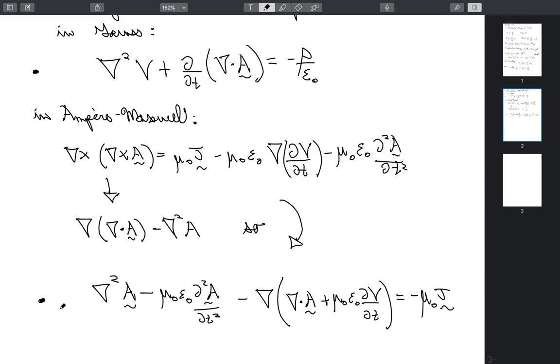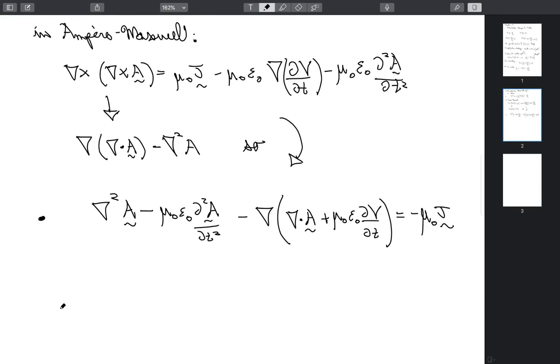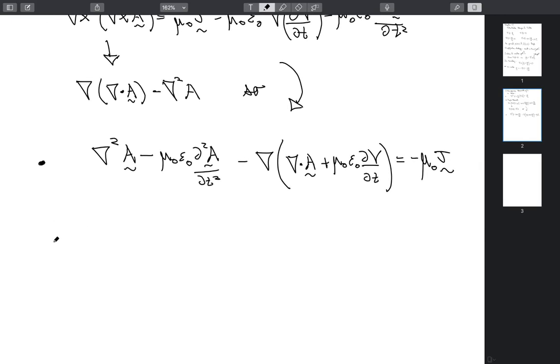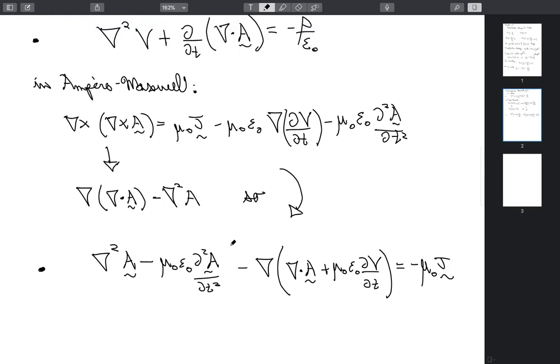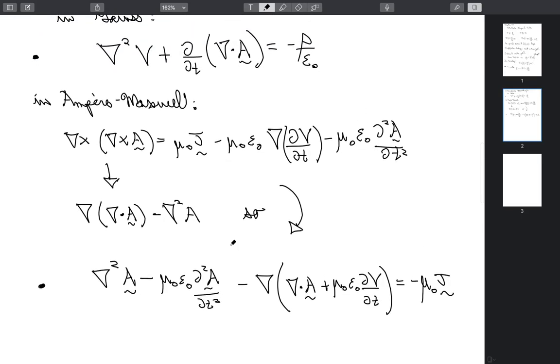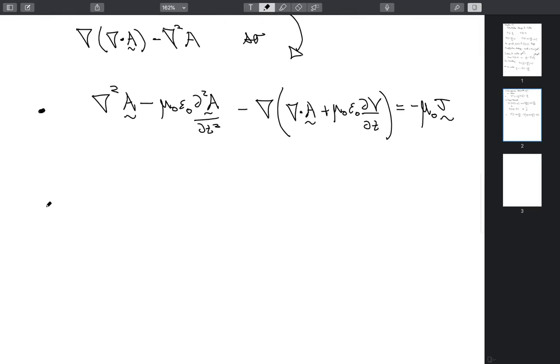Now, to discuss the solution of these things, there's one handy thing that we can use. This handy thing is that there is a redundancy in the representation for the electromagnetic fields in terms of the potentials. And this redundancy is called essentially, if you want, a gauge redundancy. So we can talk very briefly about gauge transformations.